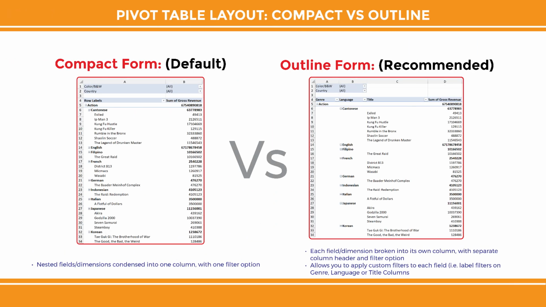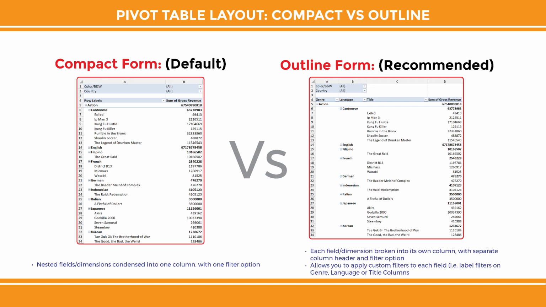So before we apply the outline form, let's first try to understand the difference between the compact form and outline form. The first one which we are having here is the same one which we have seen. This is called compact form, and it is the default form. In this one, all the nested fields and dimensions are condensed into one column with one filter option. So we can apply only one of the filters. If you want to apply the filters to a different level, then we have to select that level and again right click and apply the filter. That is very time consuming, and sometimes it may be confusing.